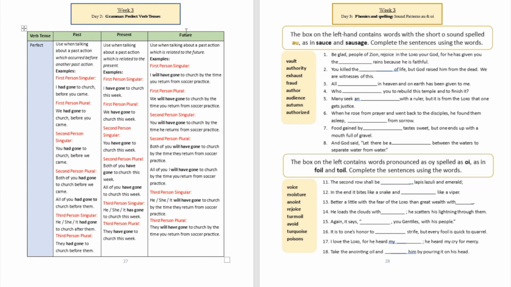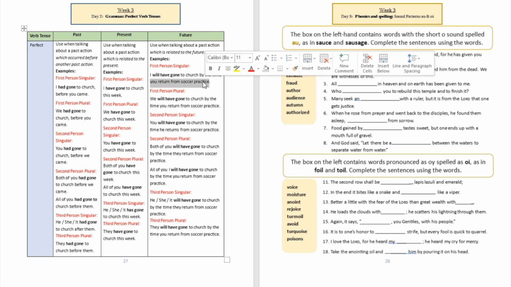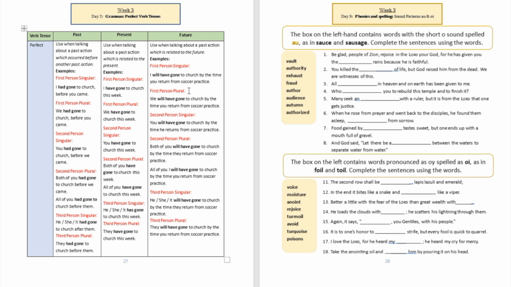Now, talking about future perfect. This is used when talking about a past action which is related to the future. The first person singular example is, I will have gone to church by the time you return from soccer practice. Did you see that? Returning from soccer practice is going to be happening in the future. But I will have gone to church. Imagine yourself already in the future, talking about a future action. That's what this is about.